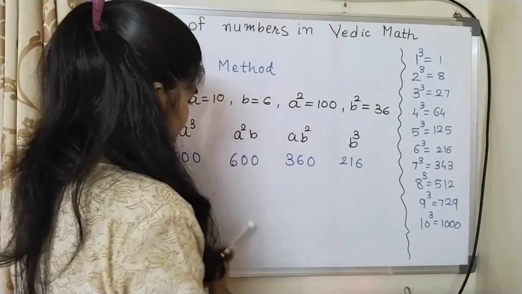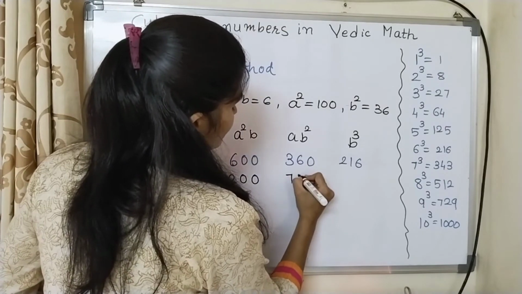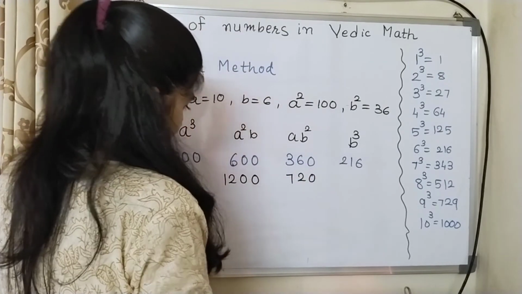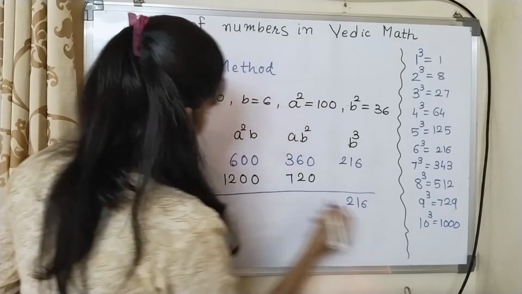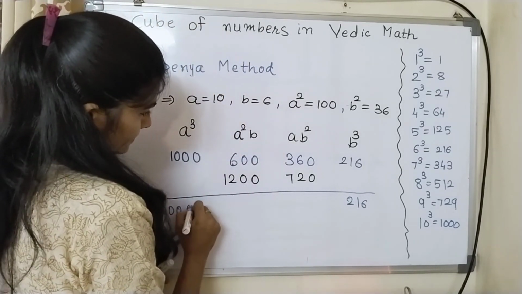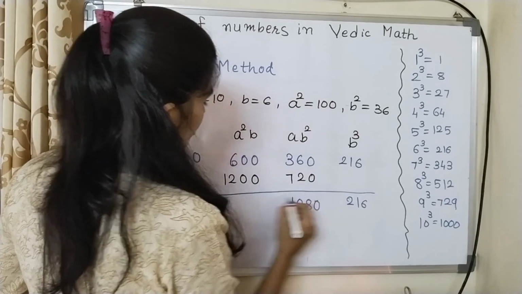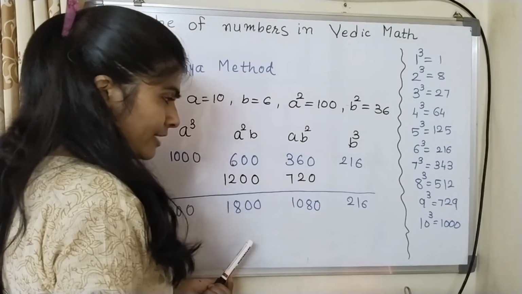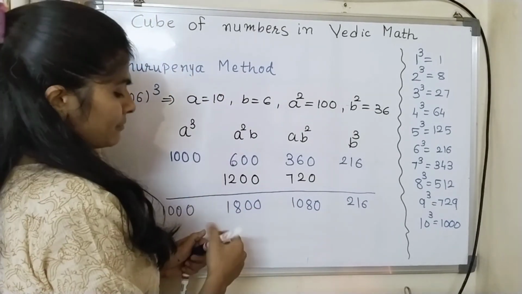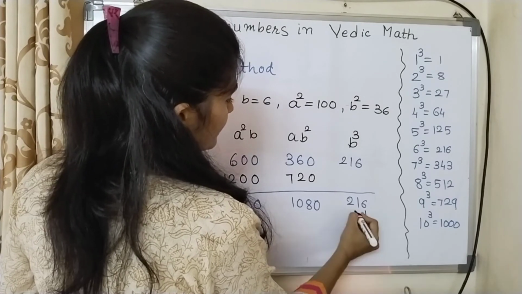Now we need to write down double of this. So I can say this will become 1200 and this will become 720. Now we need to add them, but keep this first and last as it is. If I add this 2, I can say that 1080. If I add this, I can say 1800. Now friends, here it is 3-digit number, but still we will take just 1 digit down. So I can say it is 6.